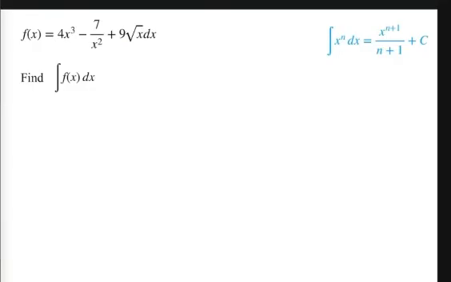This one, we're going to find the integral of 4x to the power of 3 minus 7 over x squared plus 9 root x dx. This one is nice because it mixes different power forms. The key idea is that before integrating, it helps to rewrite everything using exponents. Now let's integrate each term.